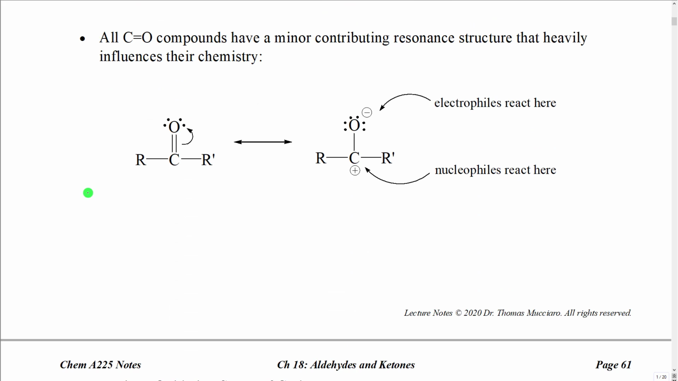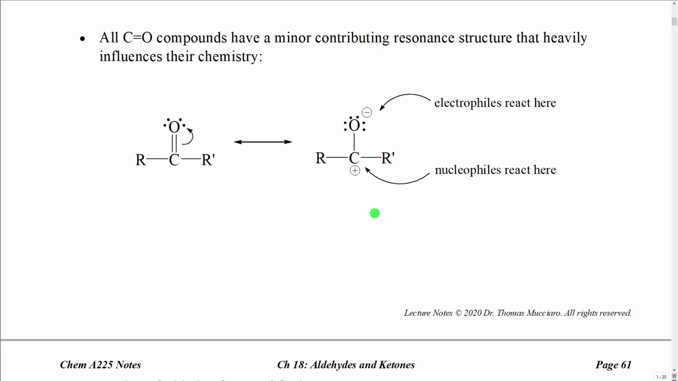All carbonyl compounds have a minor contributing resonance structure, and this has a fairly large impact on their chemistry. Because the oxygen is very electronegative, we can imagine that there would be an additional structure where the oxygen pulls one of the lone pairs from the pi bond out onto itself. This creates 3 lone pairs on the oxygen and 1 bond, which would give it a negative formal charge. And if we look at the carbon, we can see that it would now have an incomplete octet, which would give it a positive formal charge.